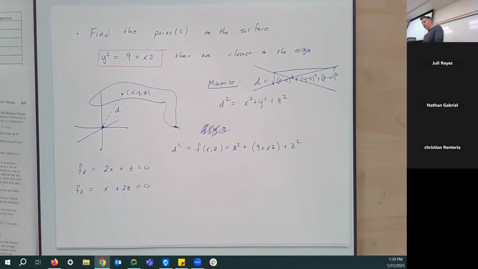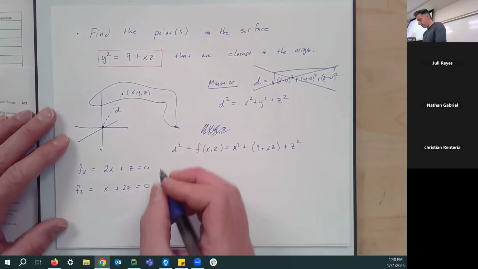I couldn't help myself. Can I help myself? Maybe, I don't know. I could probably help myself, but I'm not going to help myself from pointing out the symmetry here, right? These equations essentially look like each other if you switch x and z. So we're probably going to get critical points that look like either 0, 0 or 1, 1 or 3, 3, or something where the x and the z match each other.